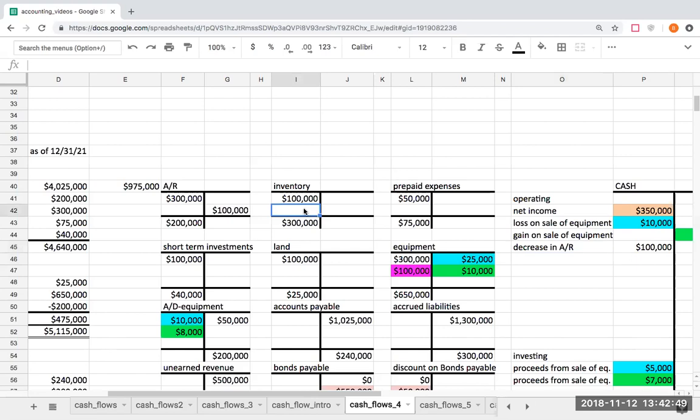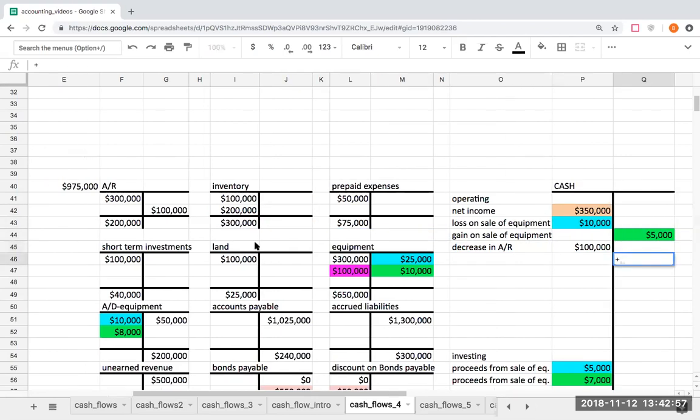For inventory, to balance this T account, I need a $200,000 debit. So I do the opposite to cash, or a credit of $200,000. And this is going to be an increase in inventory. My prepaid expenses increased by $25,000. So here, I'm going to do the opposite to cash, or credit cash for $25,000. I'm going to call this an increase in prepaid expenses.